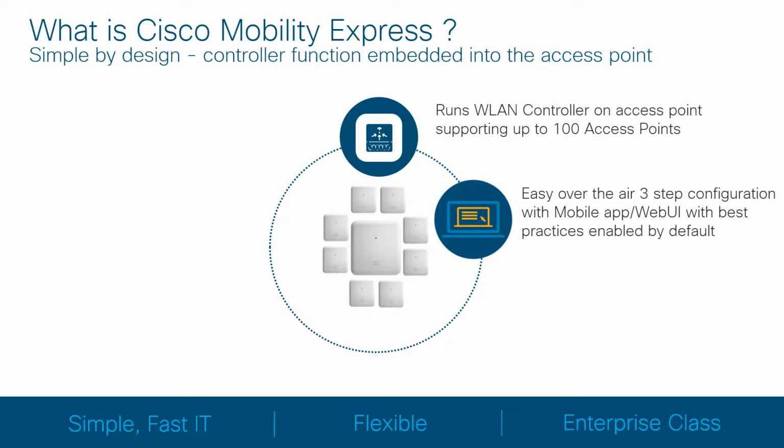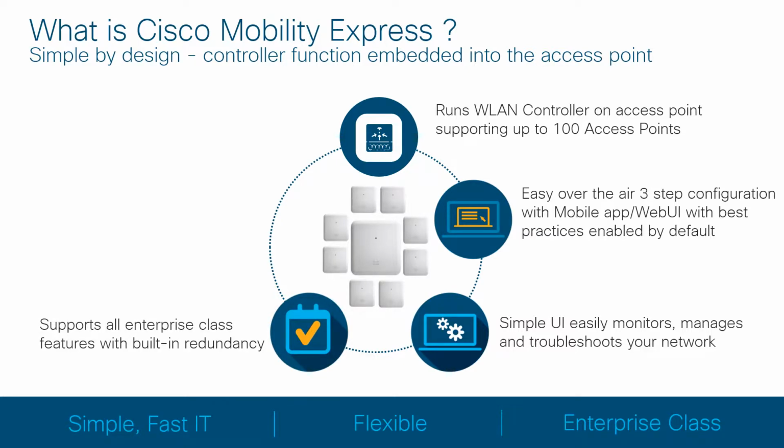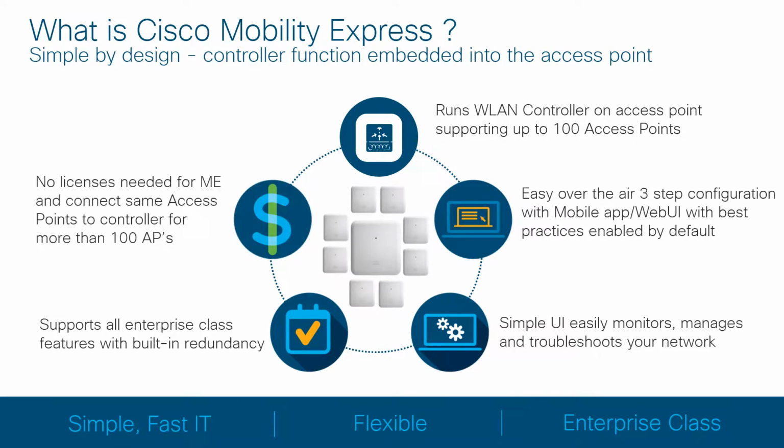It employs an easy-to-understand dashboard to monitor, manage, and troubleshoot the small to medium business-sized networks. Not only does Mobility Express support all of the enterprise features, but it has built-in redundancy. If the AP with the controller goes down, the next one takes over seamlessly with minimal disruption to the network. Finally, if your organization grows, you can simply reuse the same access point and connect it to a physical controller, providing you with full investment protection.